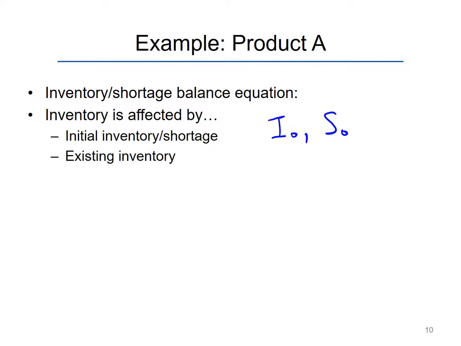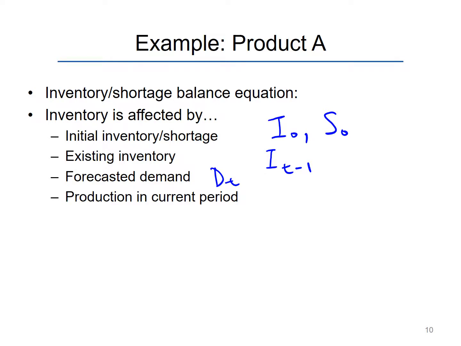Existing inventory. Let's say I'm in period T. Then the existing inventory at the beginning of the period is going to be denoted as IT minus 1. This is the inventory that I ended with at the end of the last period. Forecasted demand is given by DT. Production in the current period is PT. And shortage in the current period is ST.